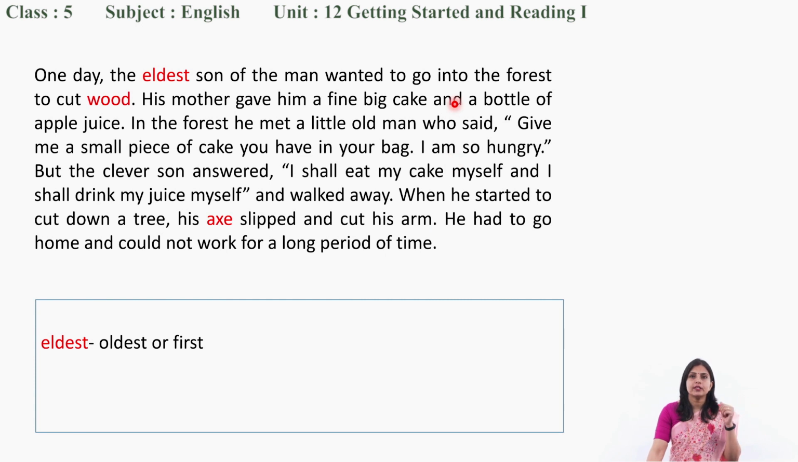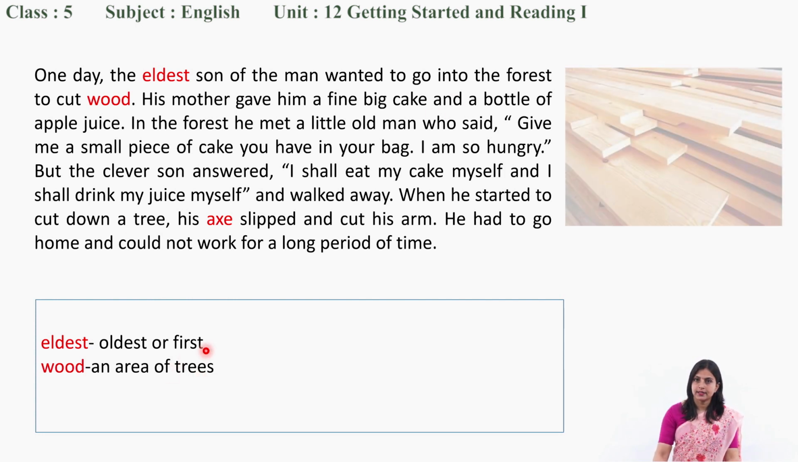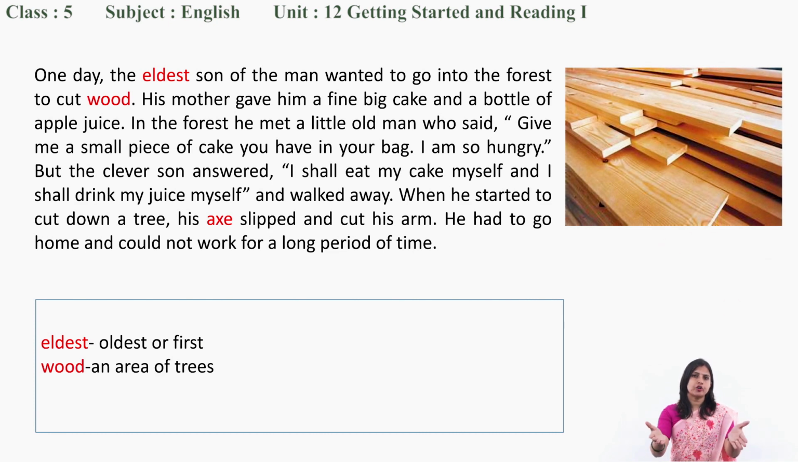He wanted to go to the forest for what? For cutting wood. What do you mean by wood? Yes, wood means an area of trees like this. This is called wood, of which your bed is made, your tables are made, your chair is made. They are all made of wood. Yes? So his mother gave him a fine big cake and a bottle of apple juice. What did his mother give him? Because he was going to the forest to cut wood, he needed some lunch to eat there. So what did his mother give him? Exactly, yes, a big cake and a bottle of apple juice.